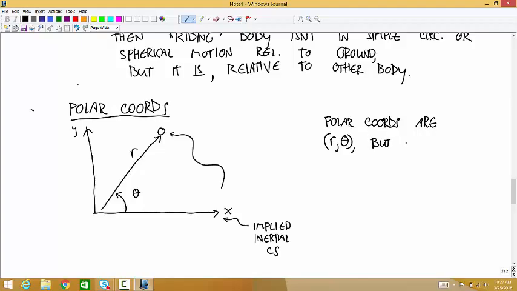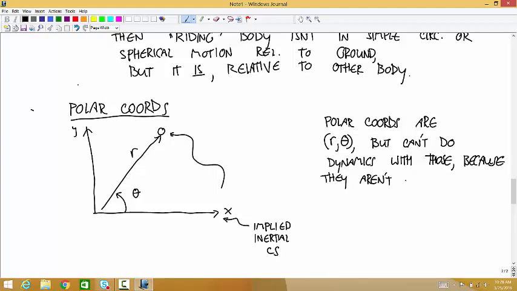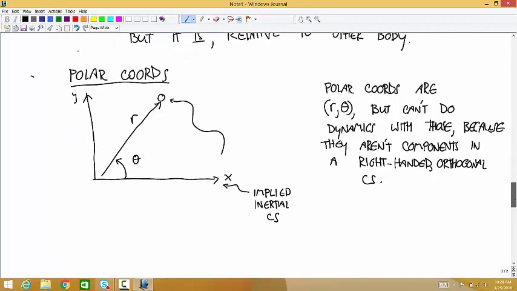but you can't do dynamics with those, because they don't use an orthogonal coordinate system. They aren't components in, let's say, a right-handed orthogonal coordinate system. So instead, we're going to define a right-handed perpendicular coordinate system based on these values. And it's going to look like this.